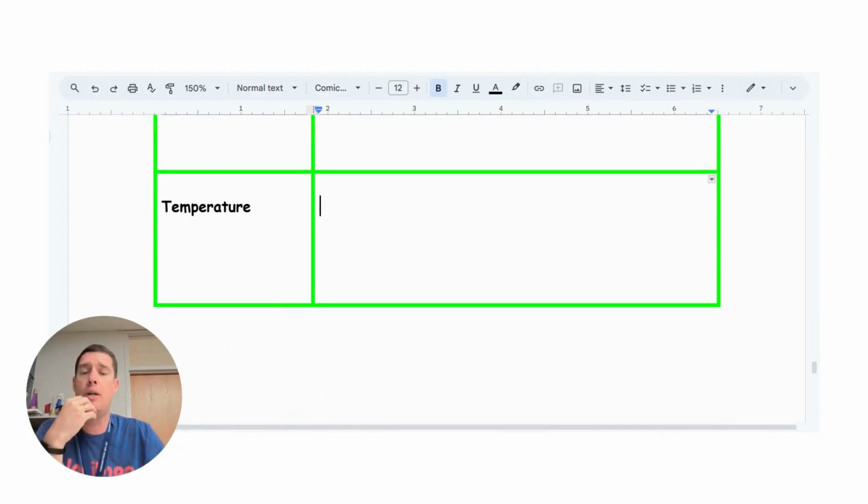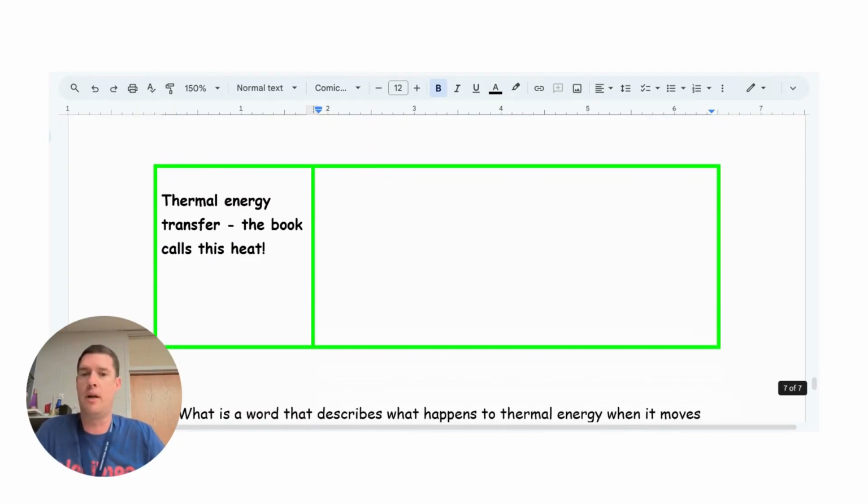For temperature, you probably want to go down here to Google Draw and draw a temperature probe, and have a couple particles touching the temperature probe and a couple particles not touching it, so that it's showing that the thermometer is actually measuring the speed of the particles that happen to be colliding with it. That's temperature, right?